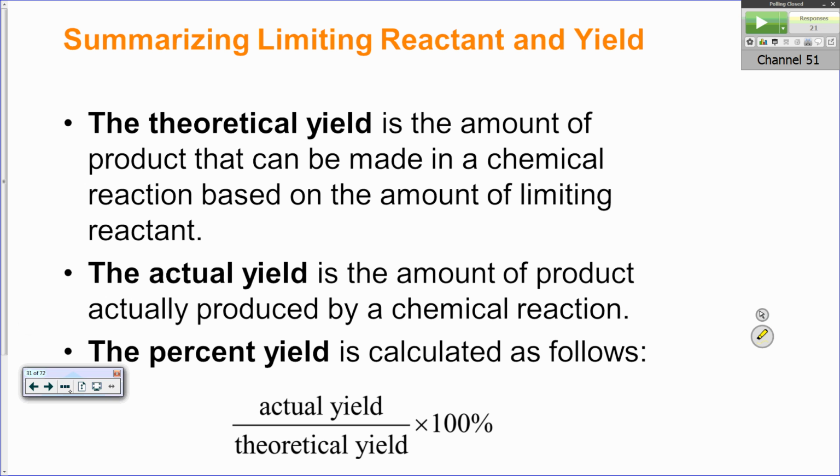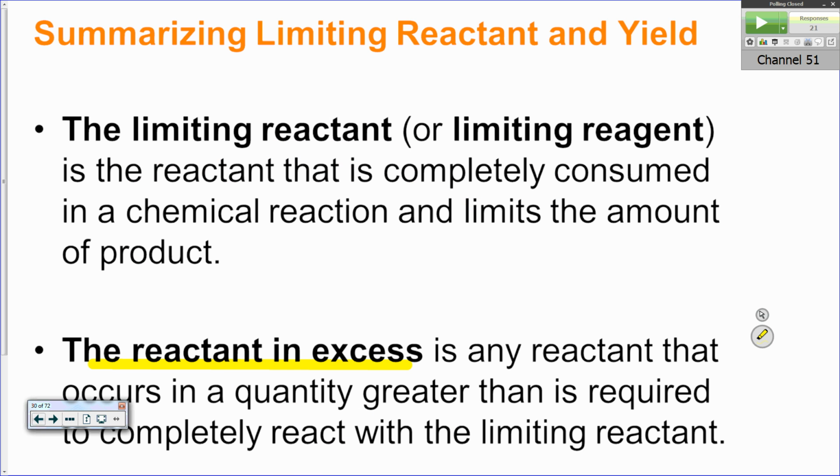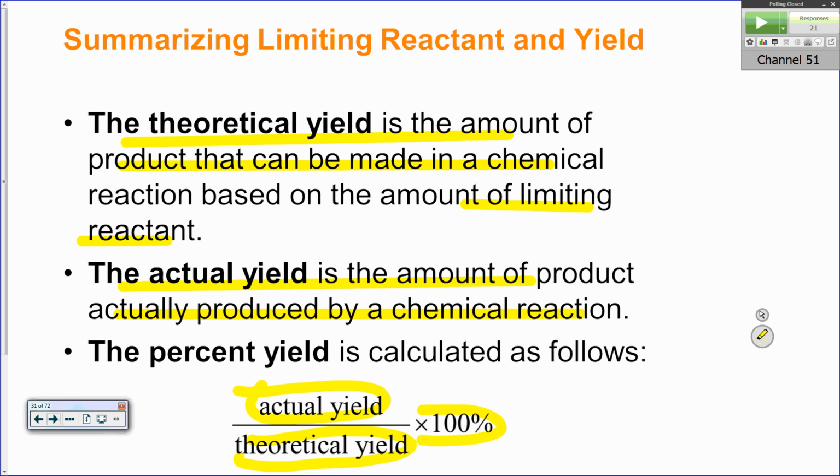The theoretical yield is the amount that's predicted to be produced by the reaction based on the amount of the limiting reactant. The actual yield is the amount that is actually collected of the product. And the percent yield is the ratio of what you actually produce divided by the theoretical, times 100. Okay. The words on those 2 slides are something you need to get familiar with.